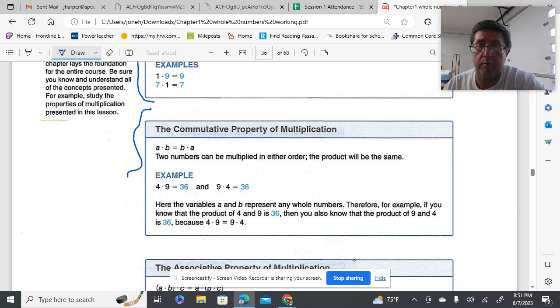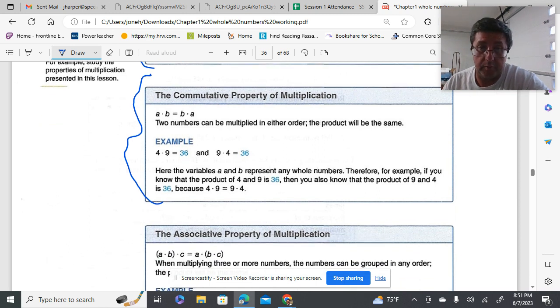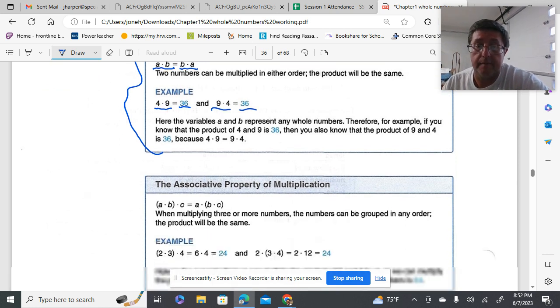Now, the commutative property of multiplication is very similar to the commutative property of addition, because we had a plus b equals b plus a. Well, a times b equals b times a. And the example they give is 4 times 9 equals 36. If you reverse those to 9 times 4, it still equals 36.